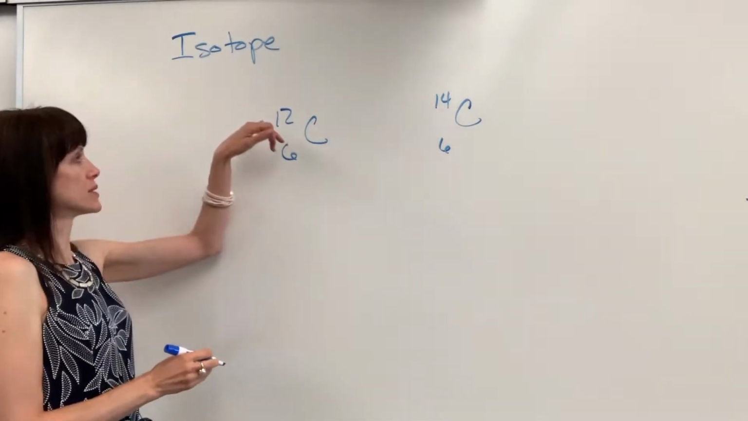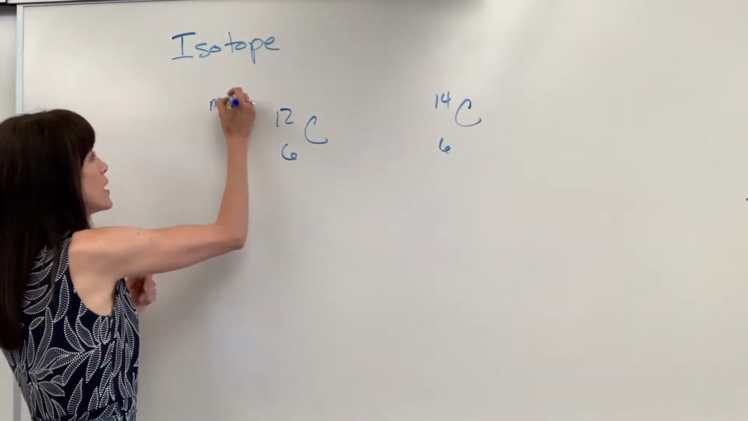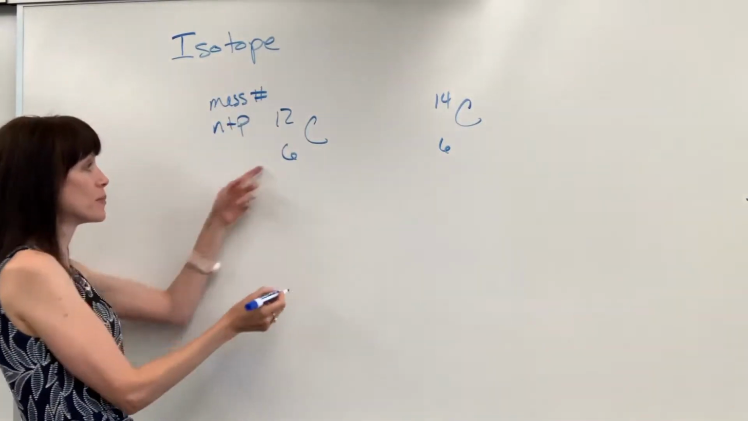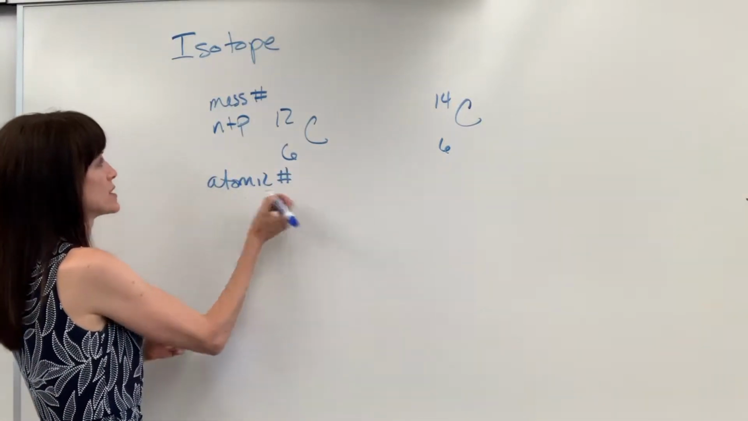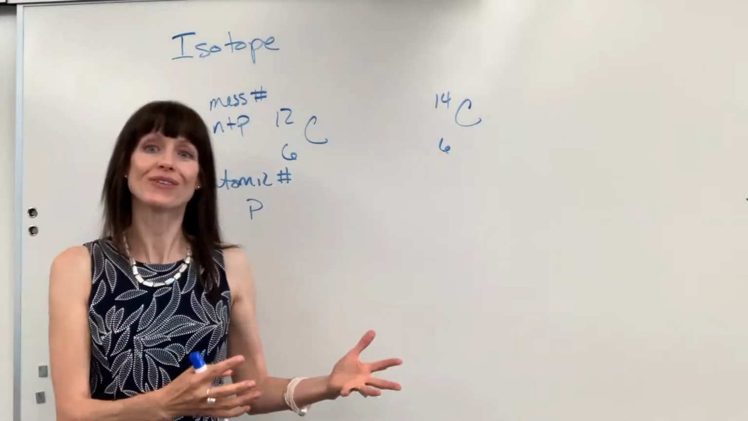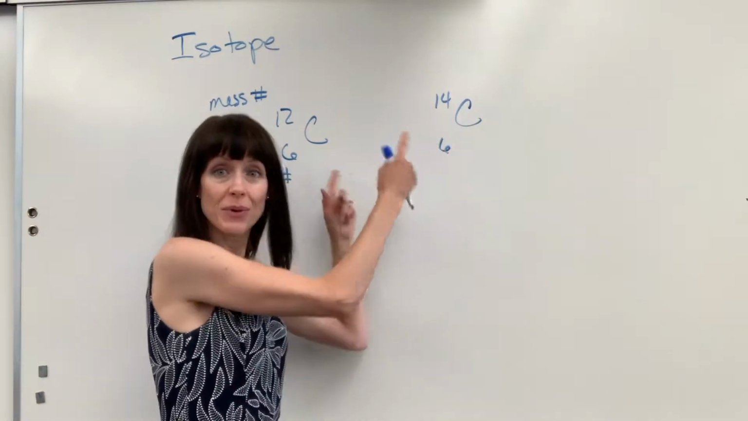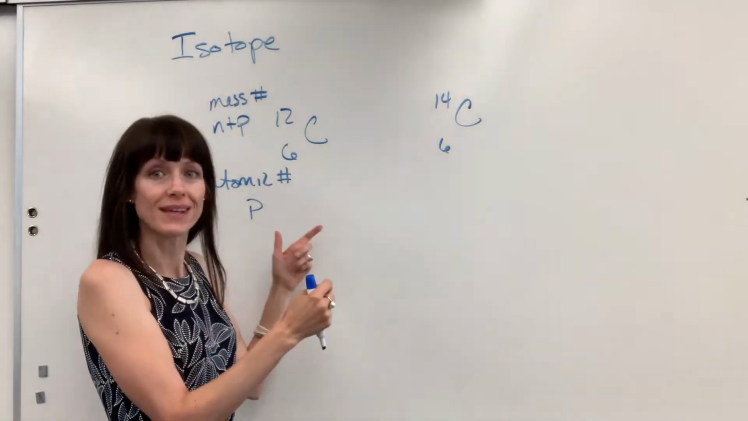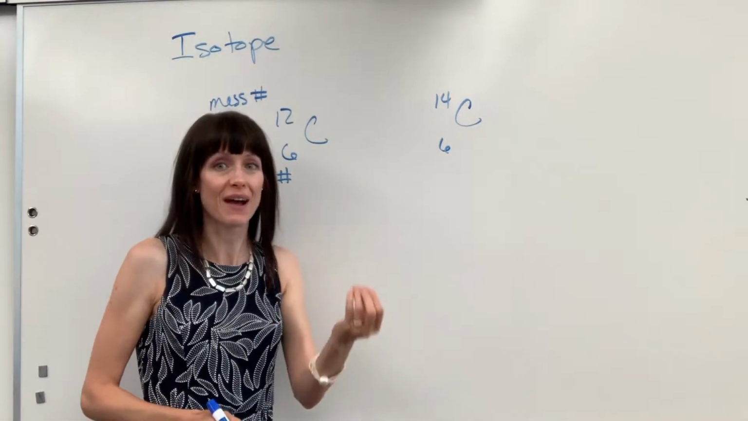So again, you know that this top number is the mass number, neutrons plus protons, and the bottom number is the atomic number, which is just the number of protons. Check it out. What do you notice that's the same? The element symbols are the same. They're both C for carbon. The atomic numbers are both 6. You'll recall that the number of protons defines the element.